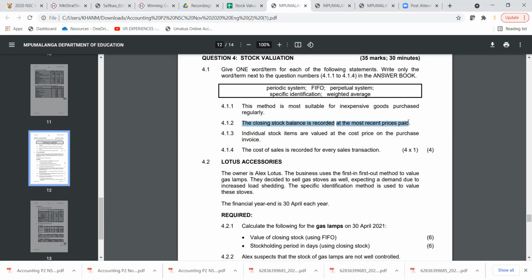For WAC, if you had to use weighted average, it would have been the average price. If you had to use specific identification, it would have been the specific item you're trying to calculate. So therefore, 4.1.2 is FIFO, because when we calculate closing inventory for FIFO, we use the last purchases, the most recent prices paid.